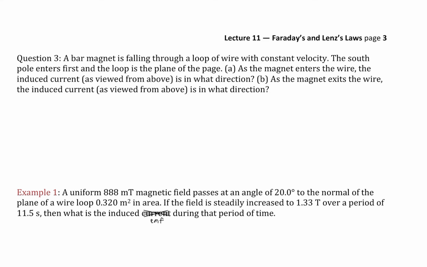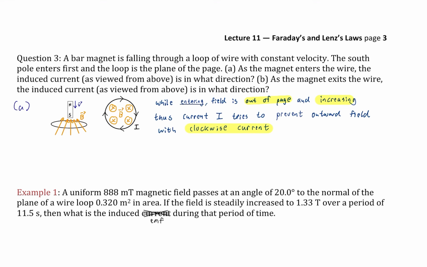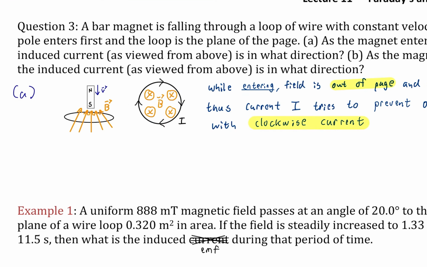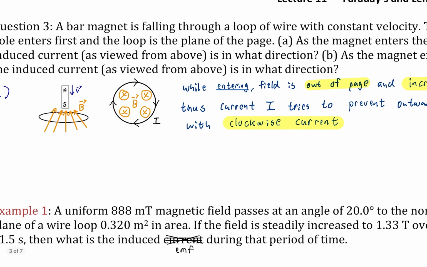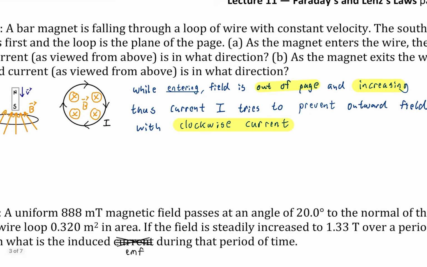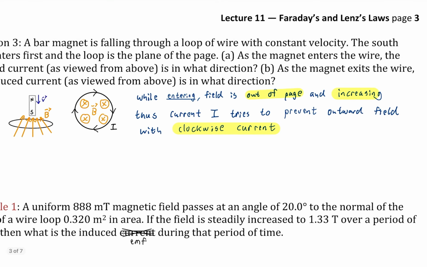All right, so here it is. This is the magnet falling into the loop. I have a side view and a top view. From a side view, we can see the south pole falling in. We know all the magnetic field lines point towards the south pole, which means from the top, we would have magnetic field lines that look like this, all coming out of the page. And so while entering, the field is out of the page and increasing.